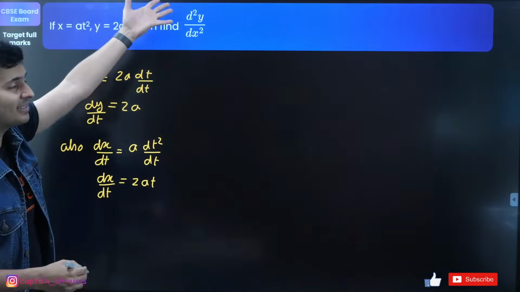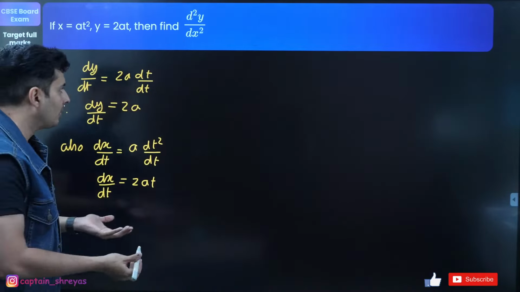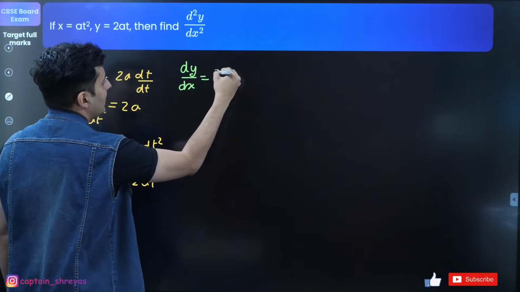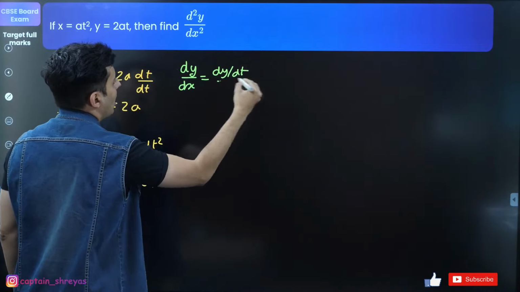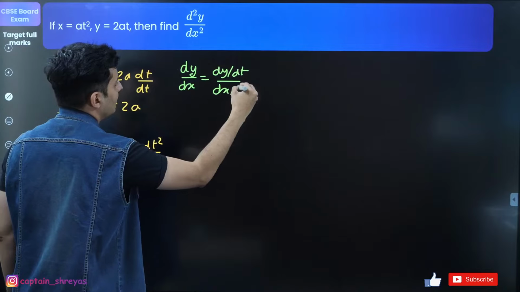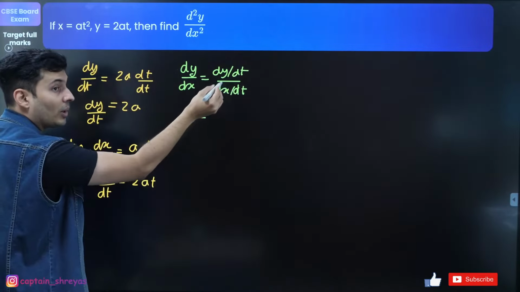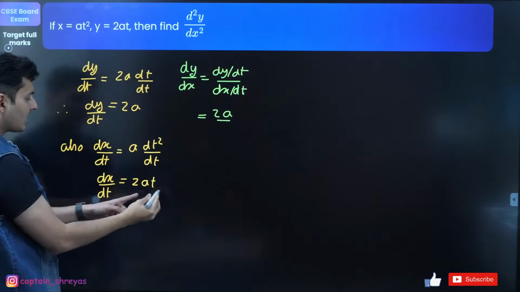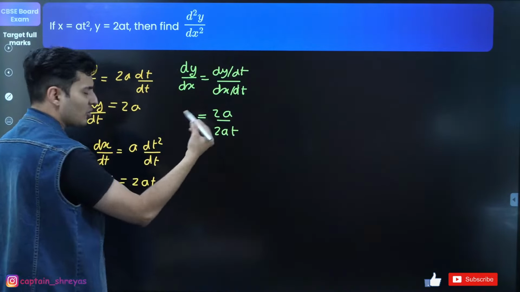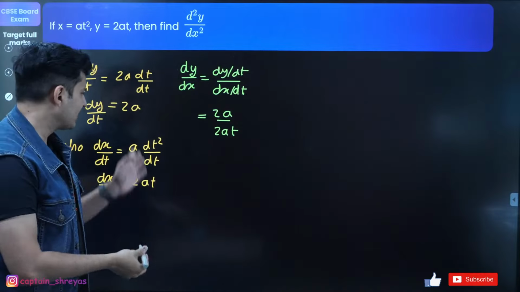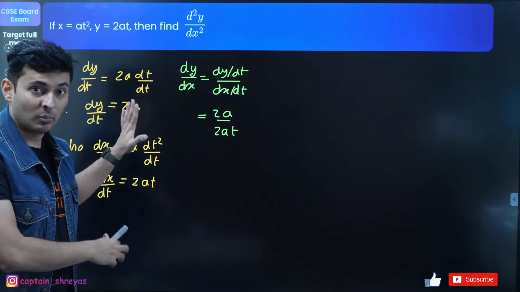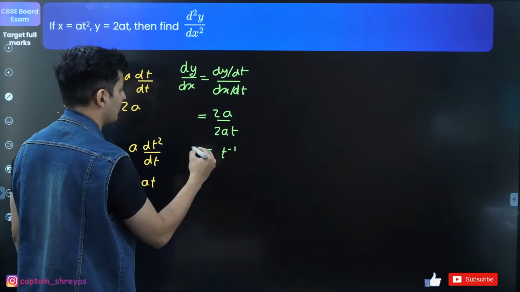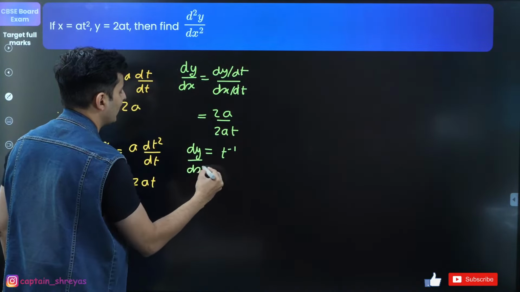Now, before we find the second derivative, let's at least find the first derivative. So, what will be dy by dx? It will be dy by dt upon dx by dt. Mention this step, don't skip it. Mention what you are doing. What is dy by dt? That is 2a, mention that. What is dx by dt? That is 2at. If you are solving for mains exam, then you will skip many of these steps, I know that, but for boards, write all these steps. 2a cancels, so it is 1 by t or t raised to minus 1. That's the derivative of y with respect to x.